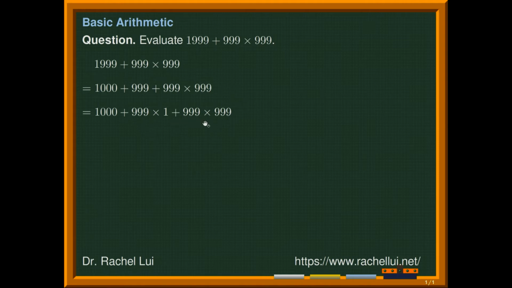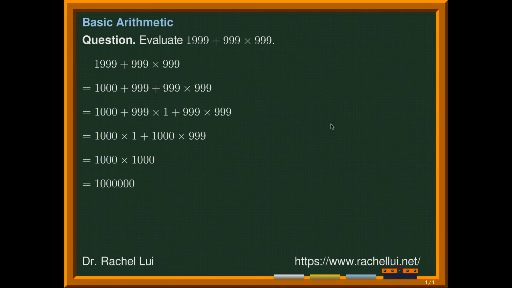So how many 999 I have right now? The answer is 1000. And here I also change 1000 into 1000 times 1. So right now I have 1000 times 1 plus 1000 times 999. And how many 1000s I have right now? I have 1000 1000s, and the answer is 1 million.